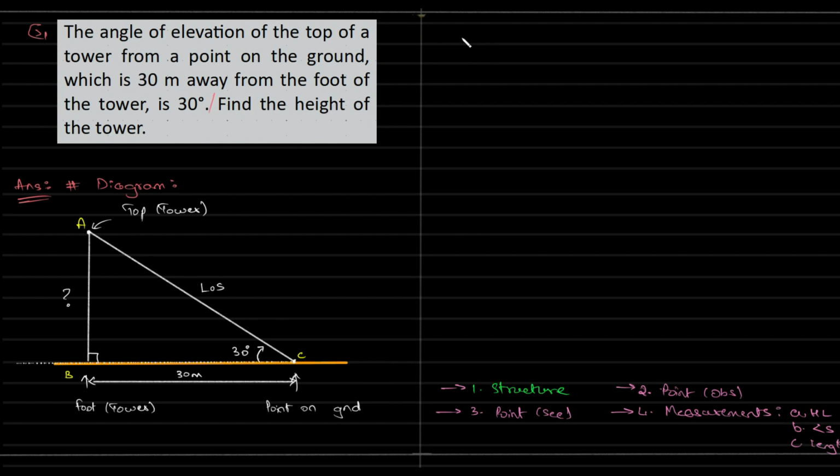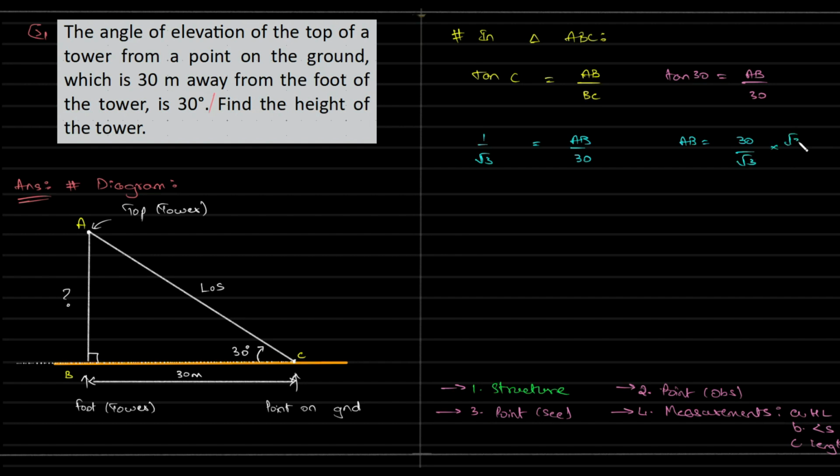Right? In triangle ABC, what should we use? We need the opposite while we have the adjacent. Tan of C is equal to opposite by adjacent. So tan 30 is equal to opposite by adjacent, right? So tan 30 is 1 by root 3, which is equal to AB by 30. Therefore, AB is equal to 30 by root 3.